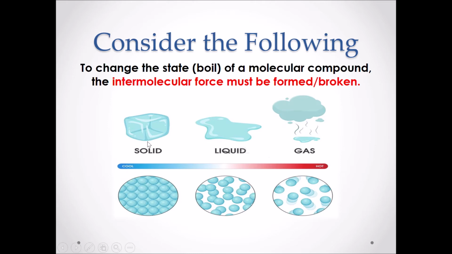If we consider solid ice, this form of H2O has the most intermolecular forces. And if we heat that substance, we are going to start breaking those intermolecular forces between molecules, and eventually we will get to a liquid state. If we continue to heat that substance and add energy, we will eventually break all of the intermolecular forces, separating all of the molecules, and we will then finally be in a gas state.